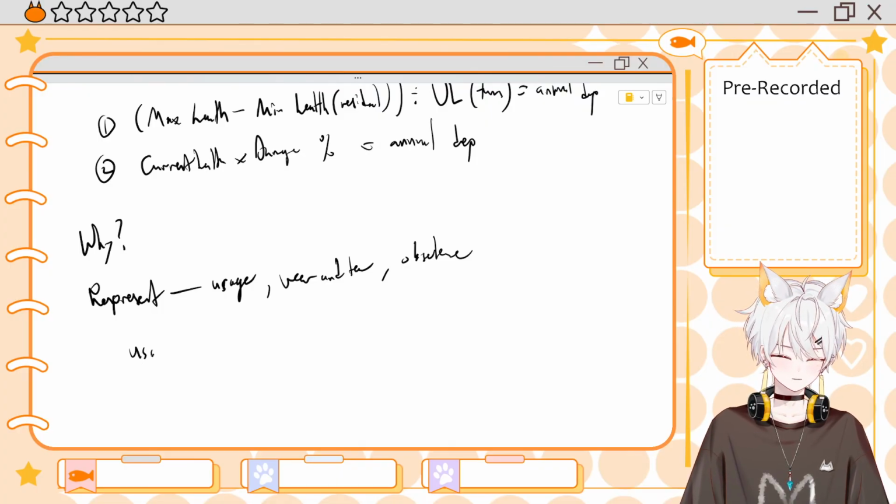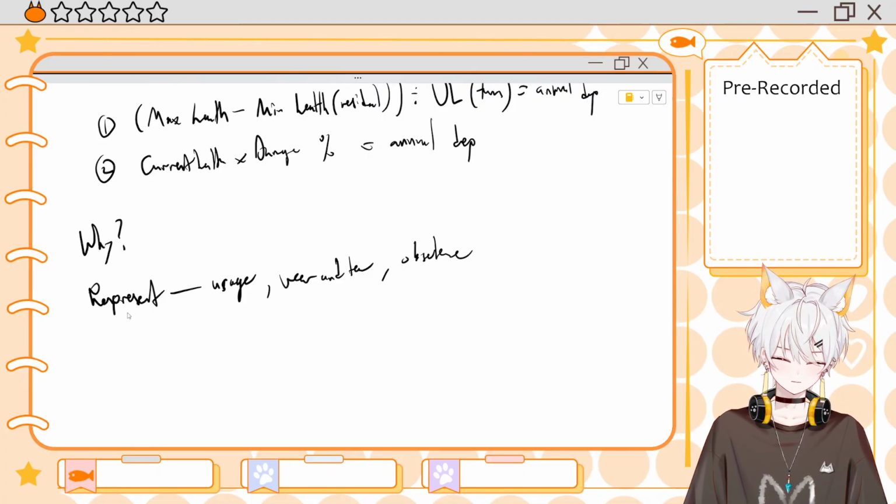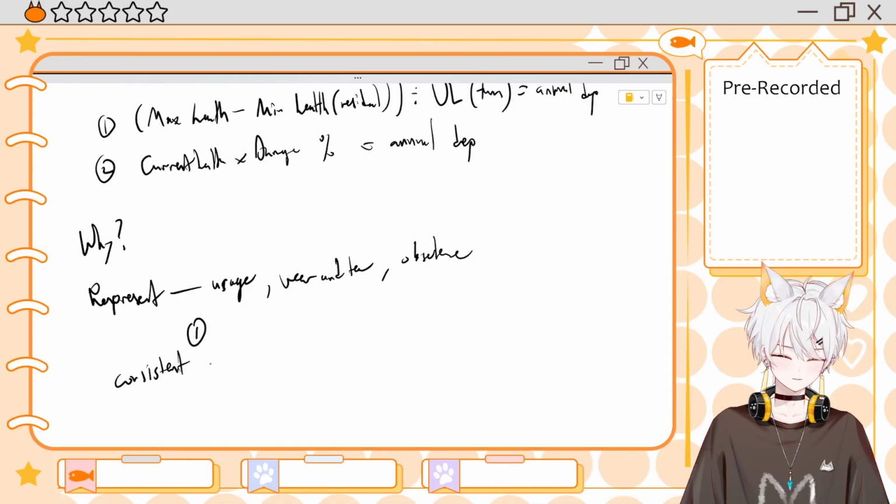Something that you use consistently, consistent usage, you will usually classify under the first method, which is the straight line method. Consistent usage or consistent wear and tear.